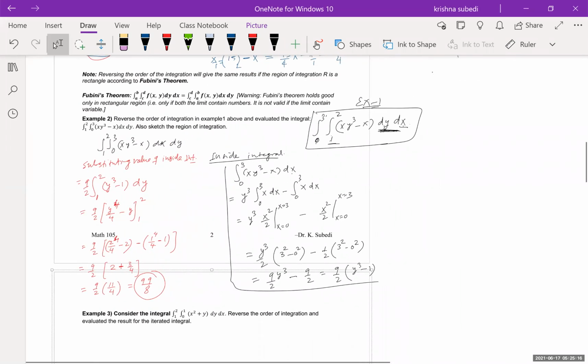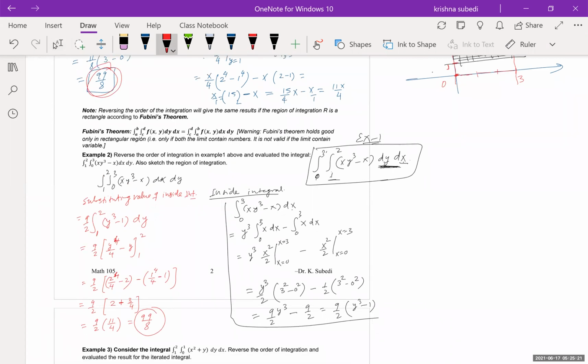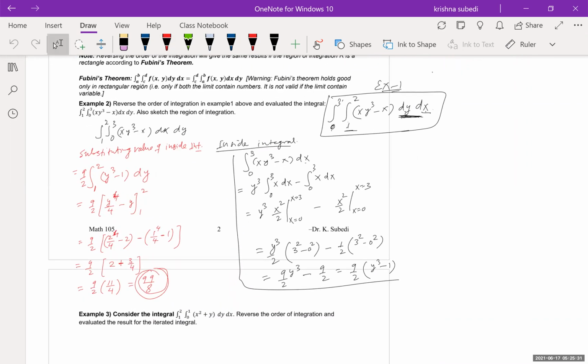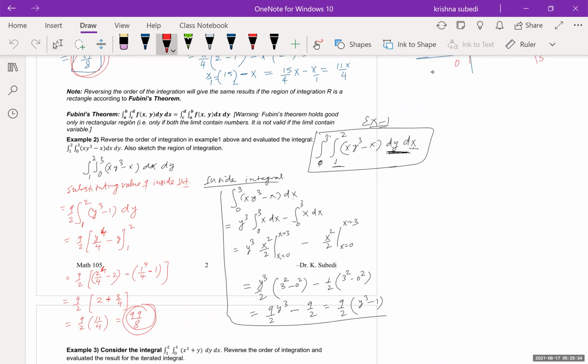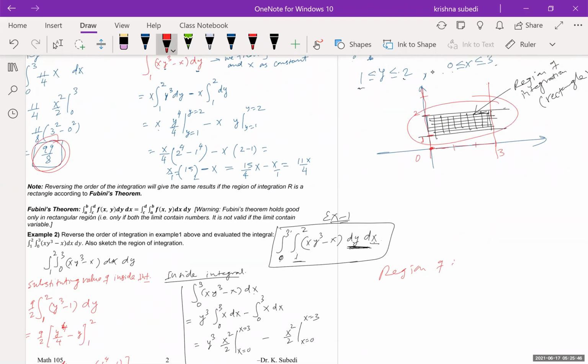All right, so we noticed that in the previous example our answer is 99 over 8, and here also 99 over 8. And the question is, is it always true? Yes, it is always true, provided that the region of integration is a rectangle. If you draw the region of integration for this, you get the same rectangle as before. So if the region of integration is a rectangle like this, then it is always true. Switching the order does not make any difference.